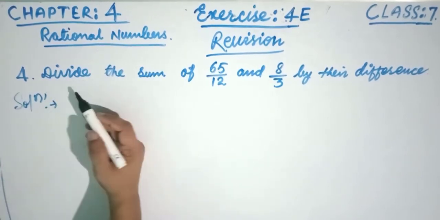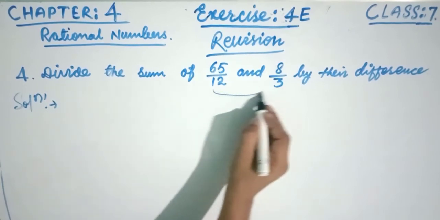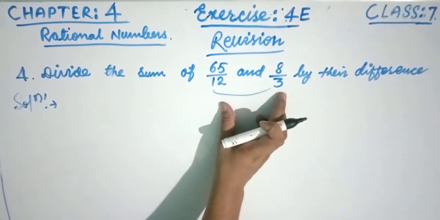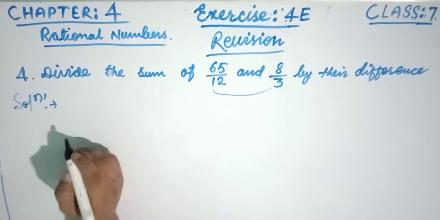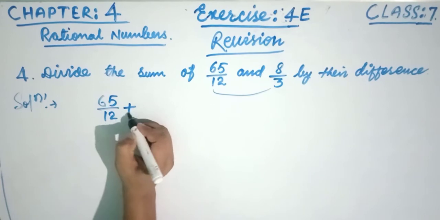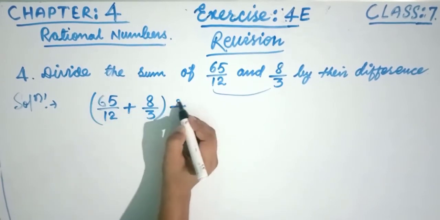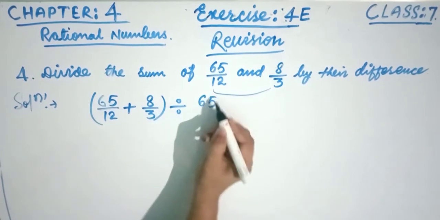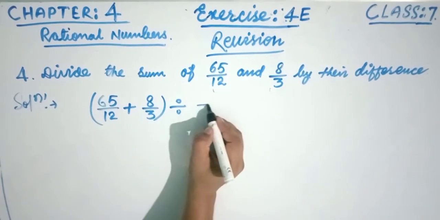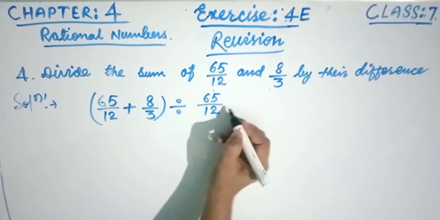Even try to solve. Divide the sum of these two numbers by their difference, means add these two and divide by their difference. Means according to the question, 65 by 12 plus 8 by 3, and the whole divided by their difference, friends. Actually we have to understand the question because the answer is hidden in the question. If you have grasped it once, then you can easily solve the sum and the difference.